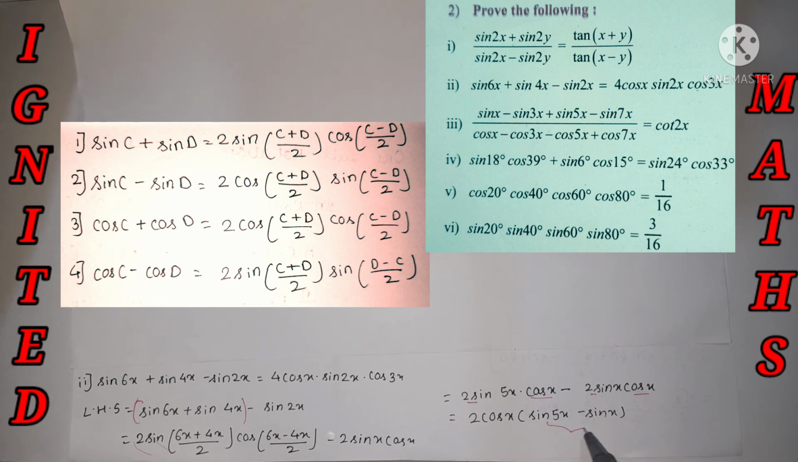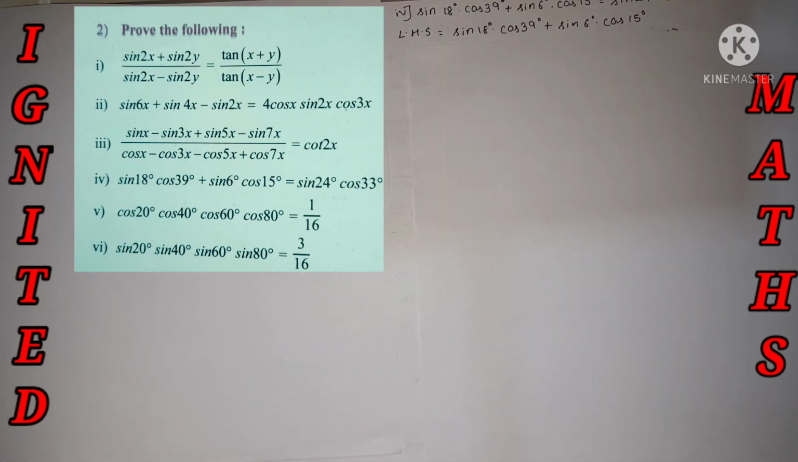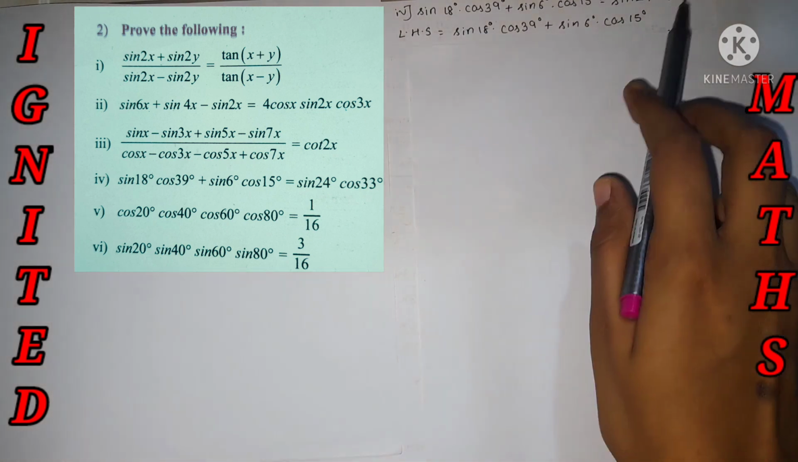Now for this term, can we apply the sine c minus d formula? Just apply it and we'll be getting the answer and the RHS value. This is the small hint with which we can find it very easily. And the fourth sub question, the LHS value is given and the RHS value is also given. We need to prove that LHS is equal to RHS. So I took the LHS value over here.